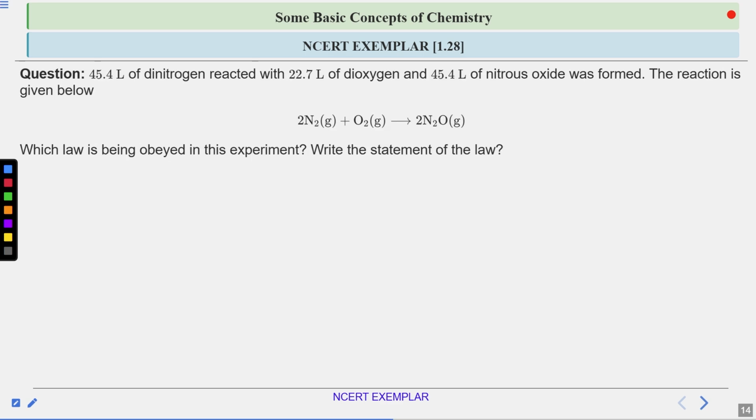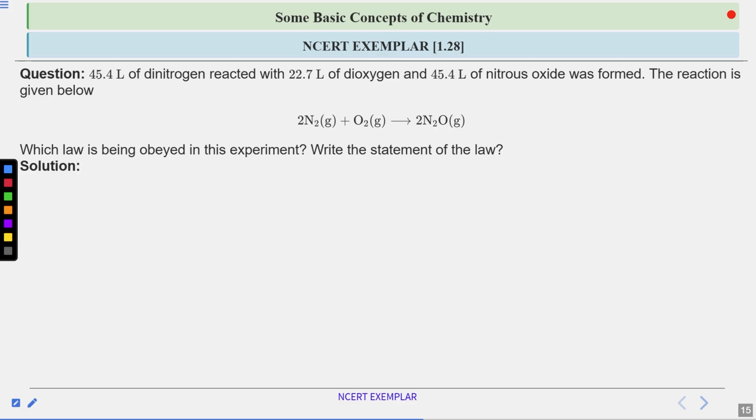Our next question is: 45.4 liter of dinitrogen with 22.7 liter of dioxygen and 45.4 liter of nitrous oxide was formed. Then the reaction is also given. You have to say which law is being obtained and write the statement of that law. So you can solve it. I will tell you the answer tomorrow. Yes, it is the difference between NTP and STP. Very good. So you have to say which law is being followed here.